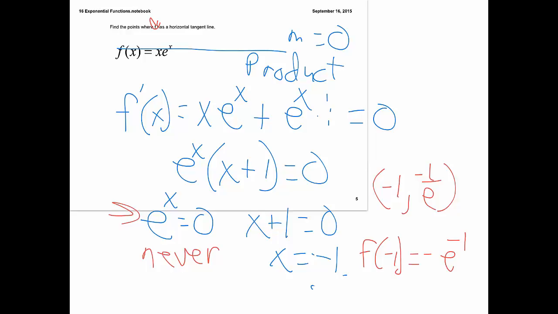Taking derivatives with exponentials is not that difficult. Just remember, e to the x, the derivative of that is e to the x. If the power is something other than x, if it's a function, you're going to have to use the chain rule.